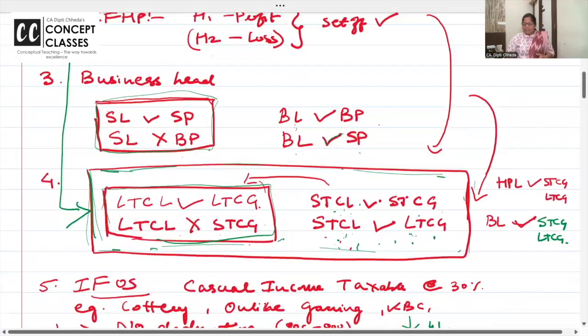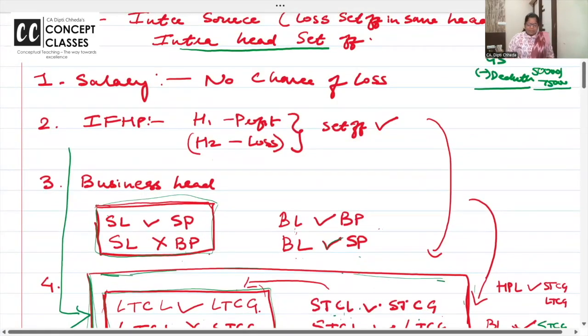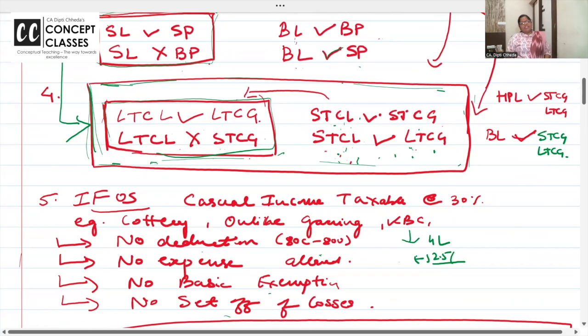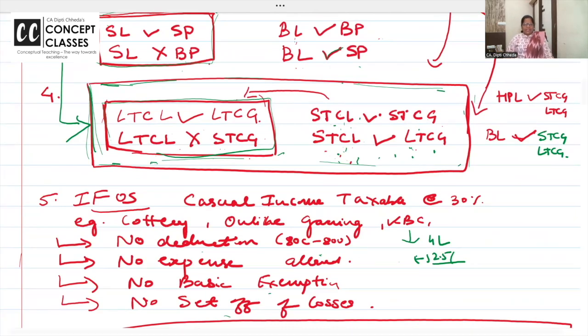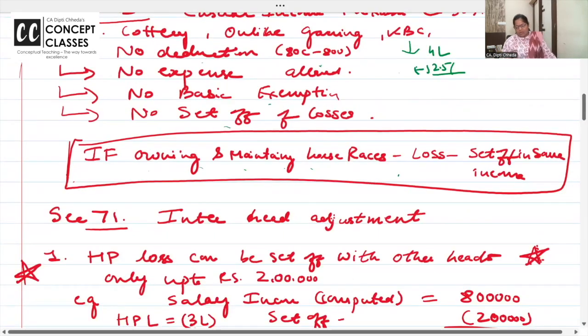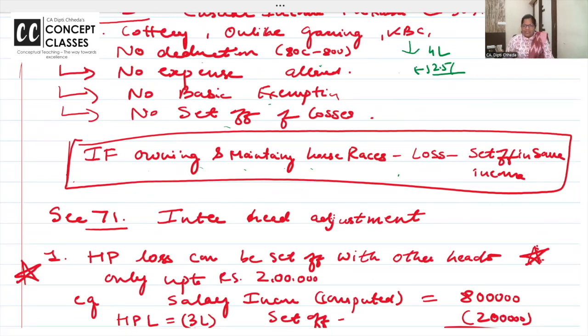Answer is yes. Can we set off house property loss with capital gain? Yes. Business loss with capital gain? Yes. In other sources, there is no question of loss arising. It's not allowed to show loss in other sources, except for owning and maintaining horses, which is set off only in the same. That's all for the first step.